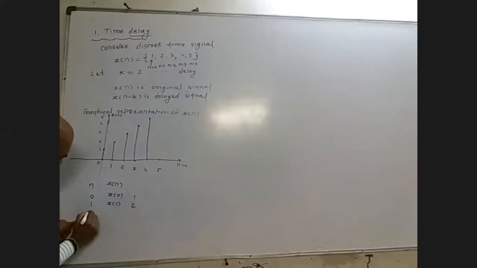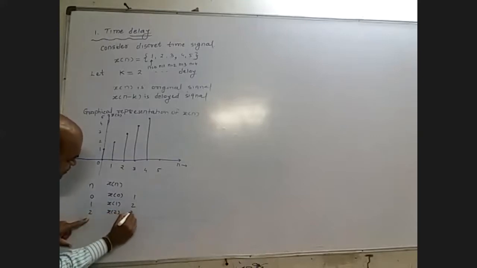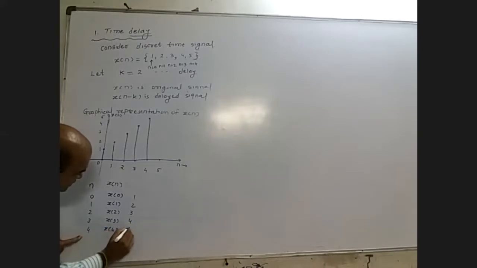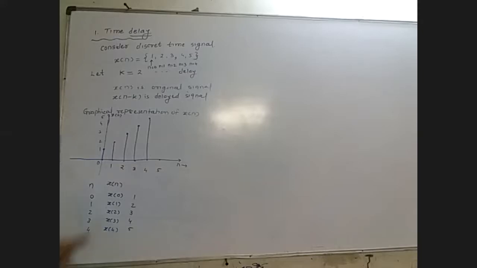For 2, x of 2 is 3. For 3, x of 3 is 4. And at 4, x of 4 is 5. Okay, you got these values. Now I am going for finding the delayed signal.